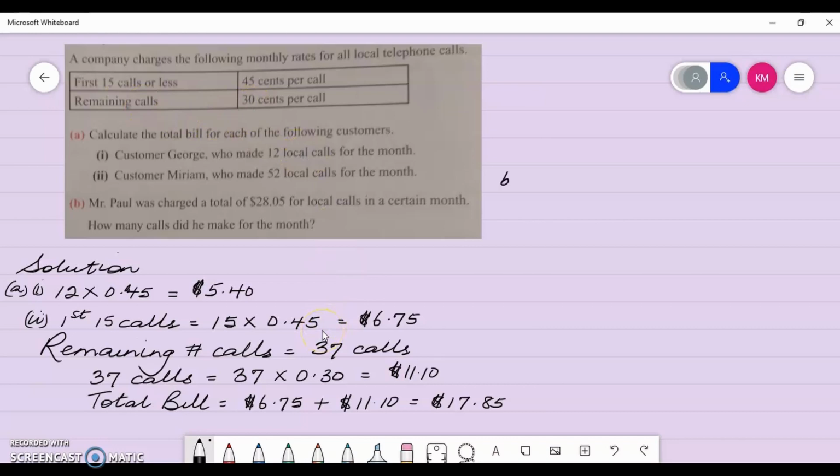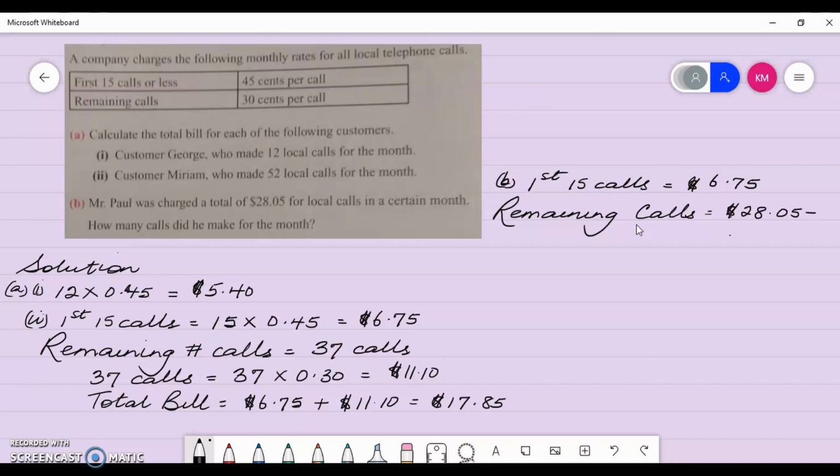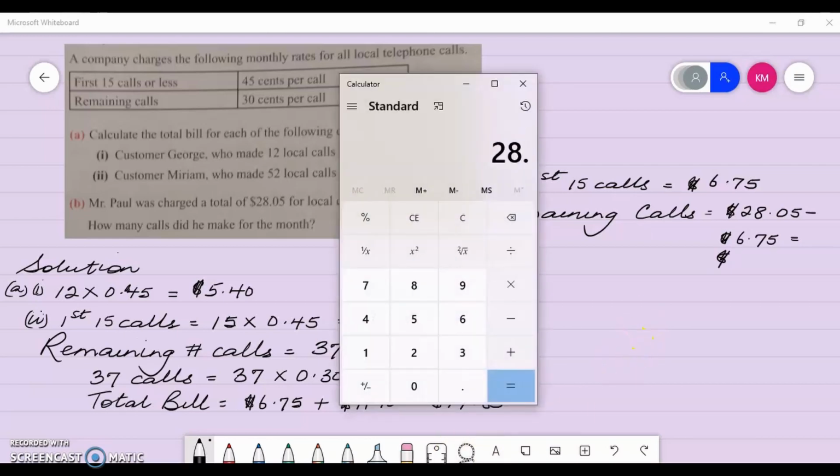So let's do that. Part B. The first 15 calls will be a total of $6.75, and we got that from our part A. So it means that the remaining calls would have been his total bill, which is $28.05, take away $6.75, and we are going to get $21.30.